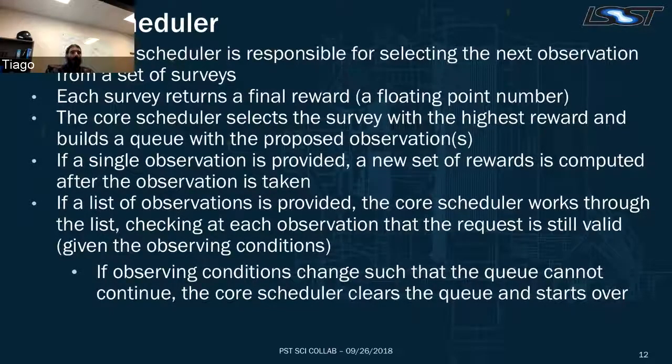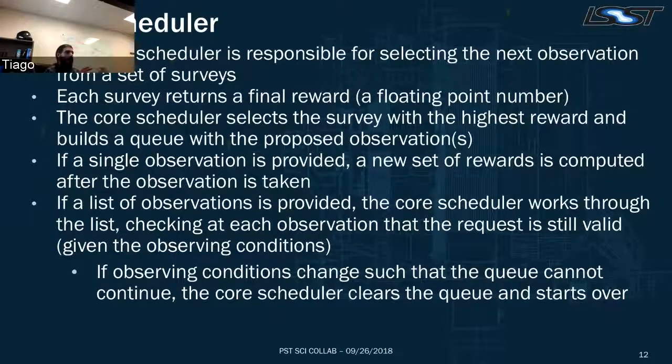If only one observation is proposed by a survey, the core scheduler will send that observation, and then we repeat the process. If we have a list of observations from a specific survey, the core scheduler will check with the survey that the observation is okay, and then send that one. And then it repeats until the queue is empty.